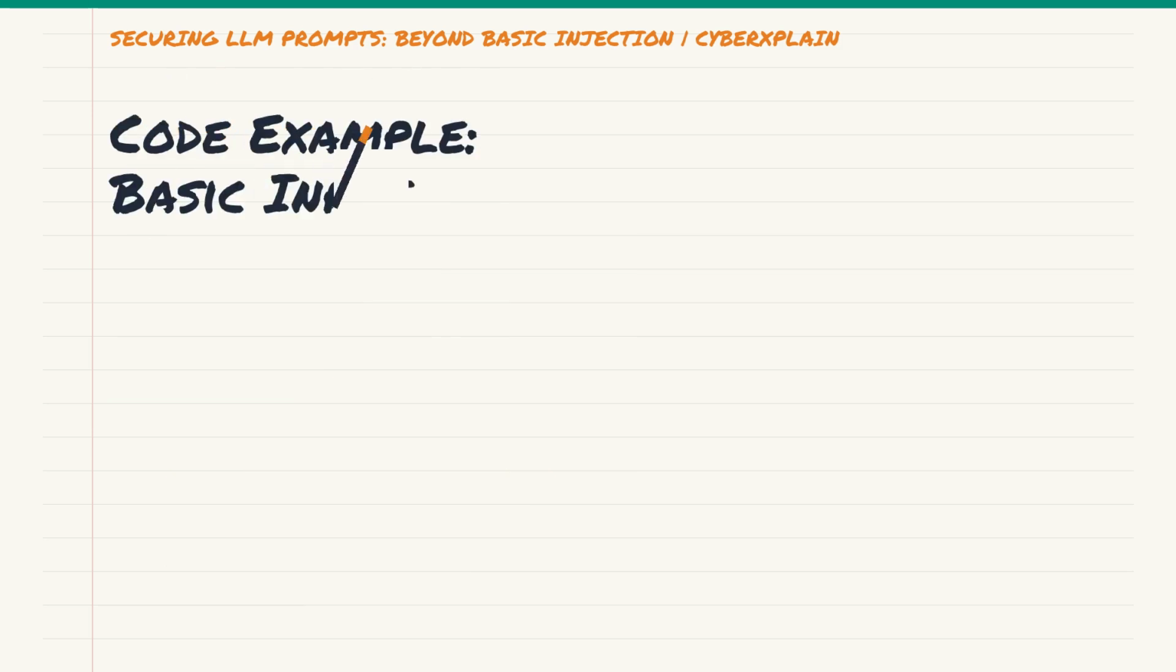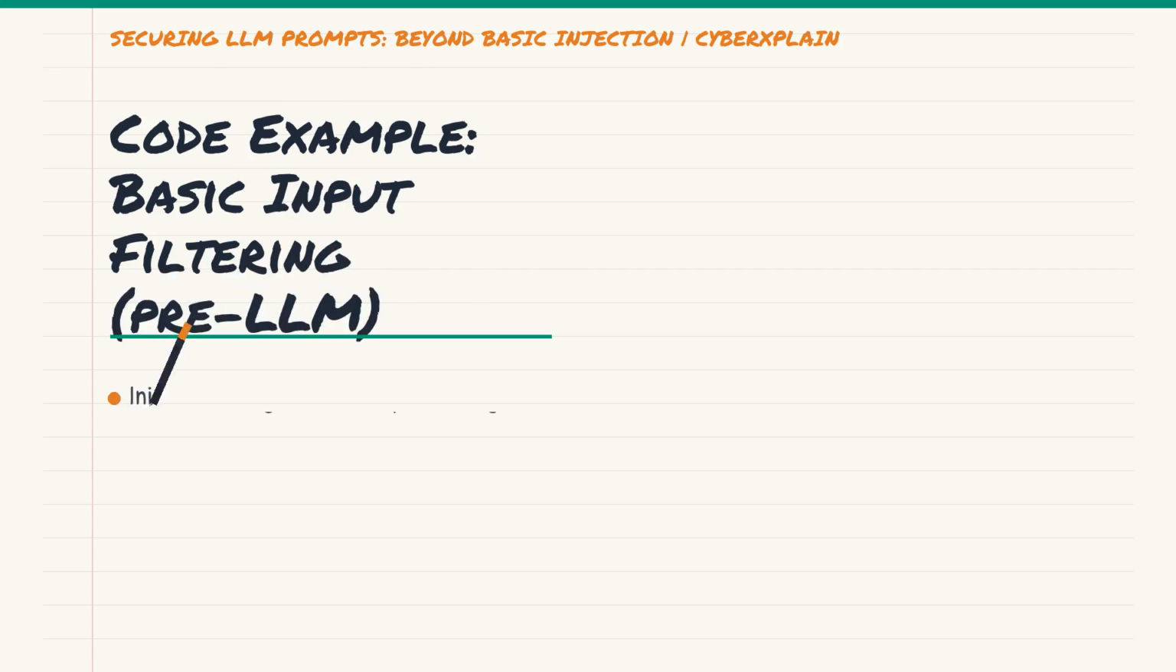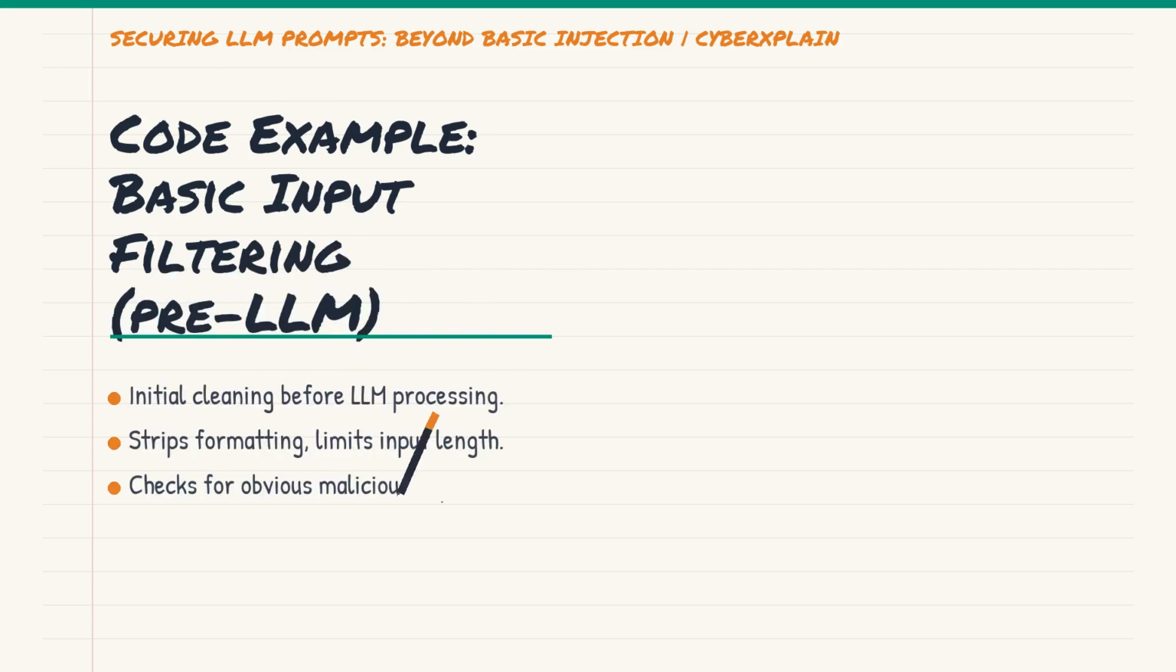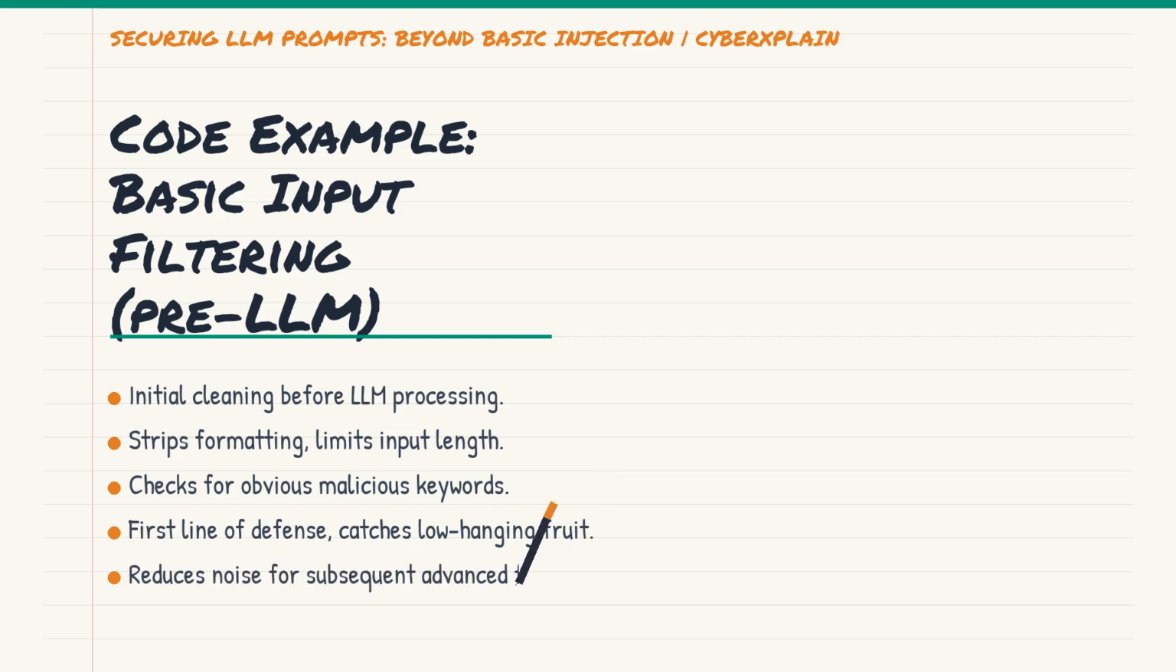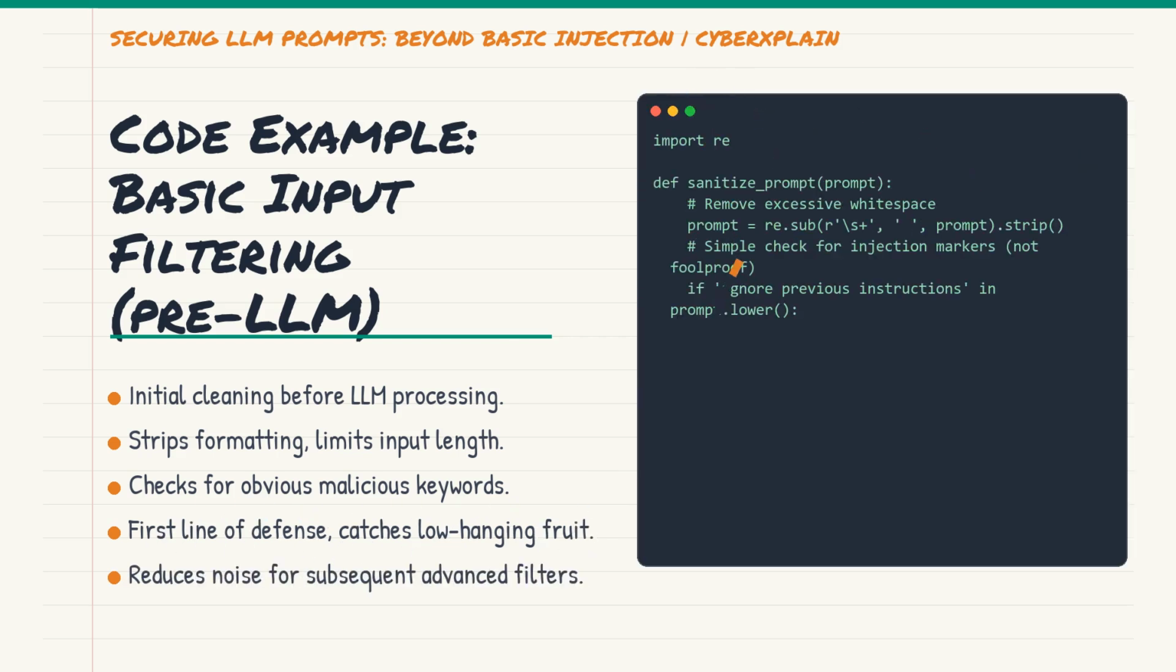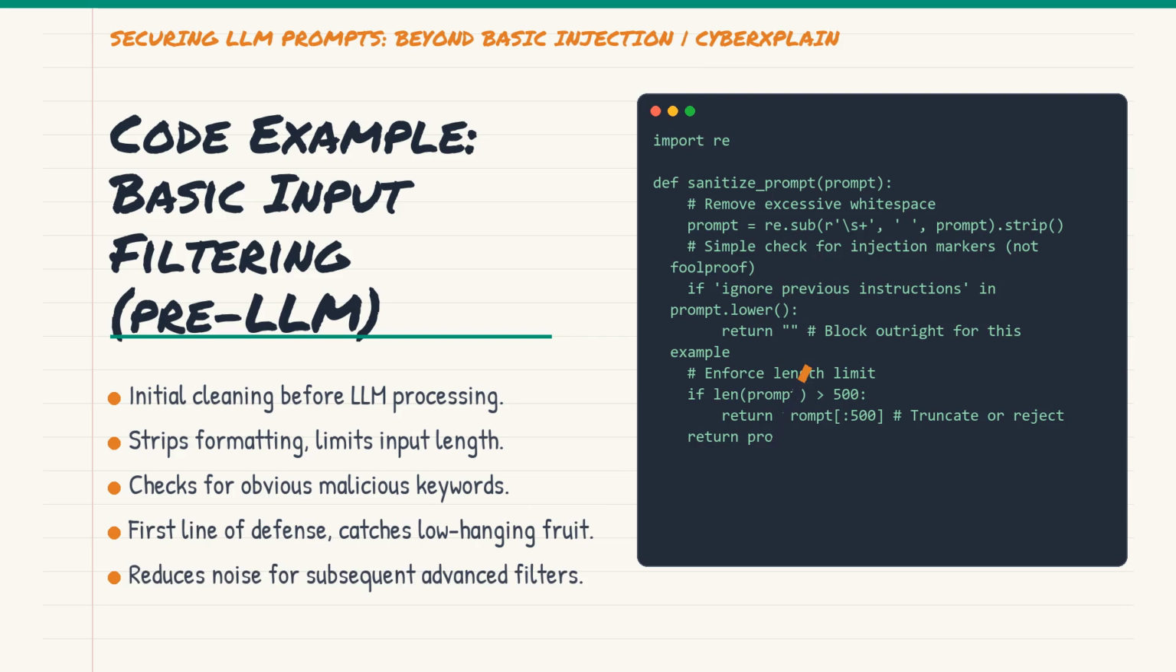Before we send any user input to our LLM, we can perform some initial cleaning. Here's a very basic Python snippet showing a simple filter. This example strips out potential formatting instructions, limits length, and checks for some obvious malicious keywords. This is the first gate, but remember, it's just the start. It won't catch everything, especially sophisticated jailbreaks, but it takes care of low-hanging fruit and reduces noise. Think of it as tidying up the garden before we let the professional landscapers, our advanced filters, do their work.